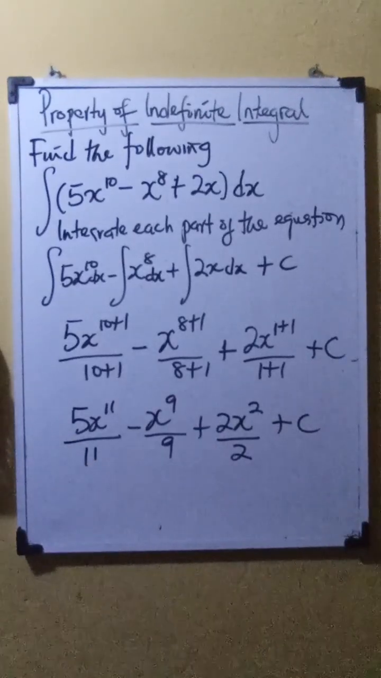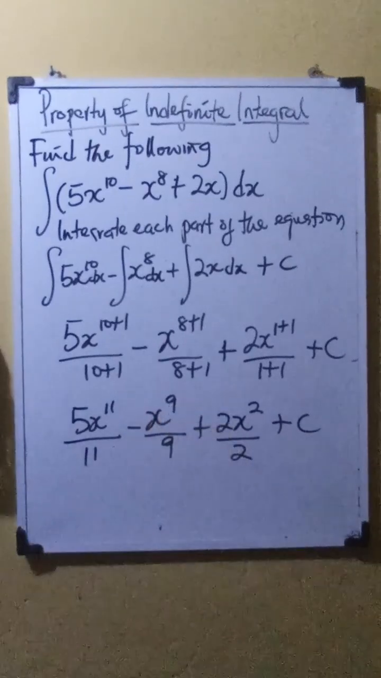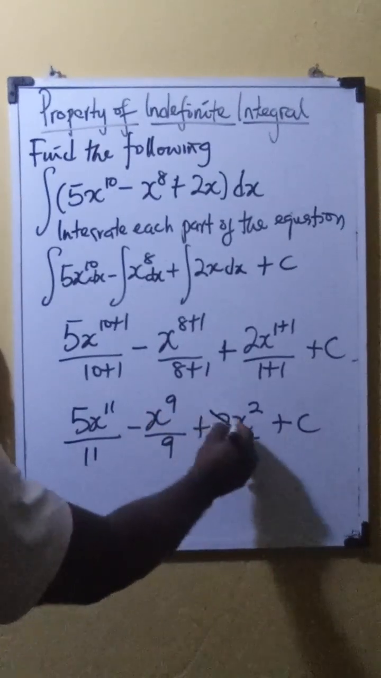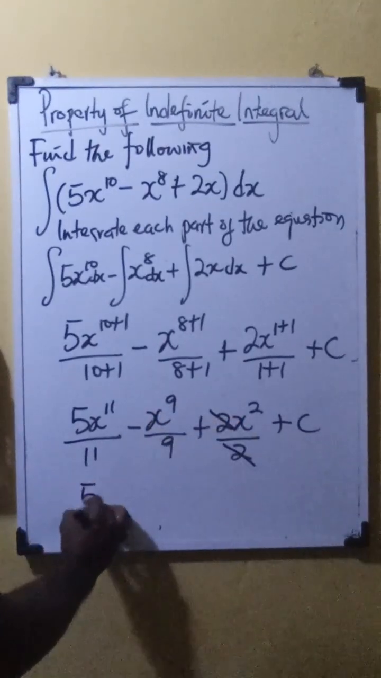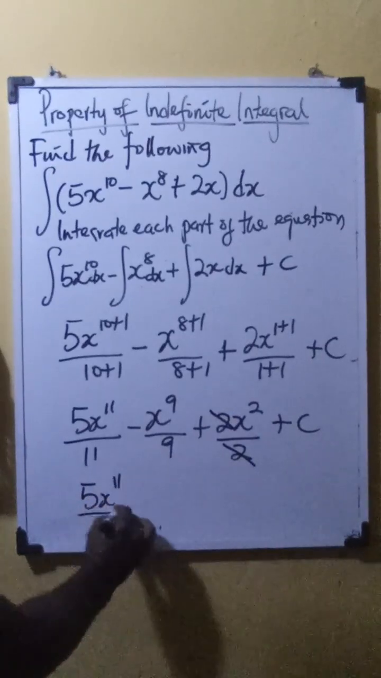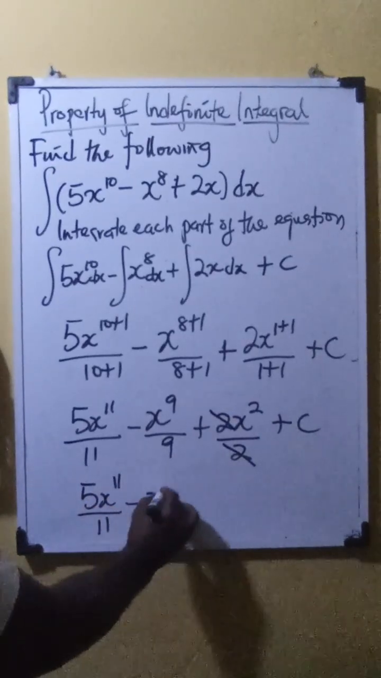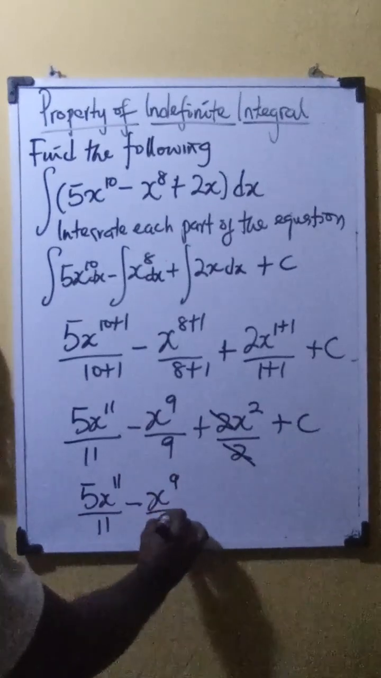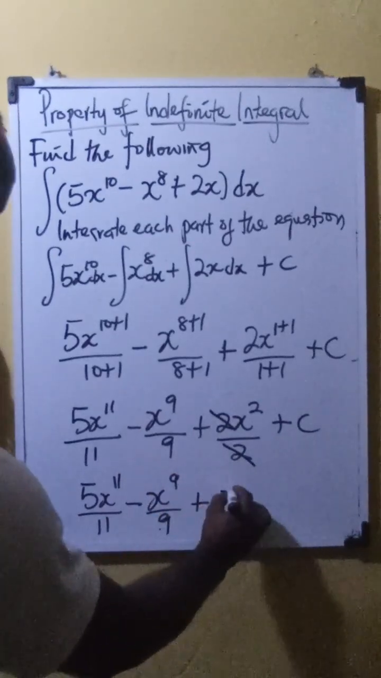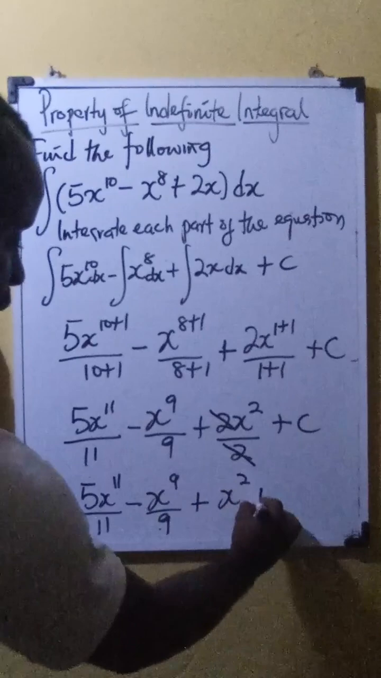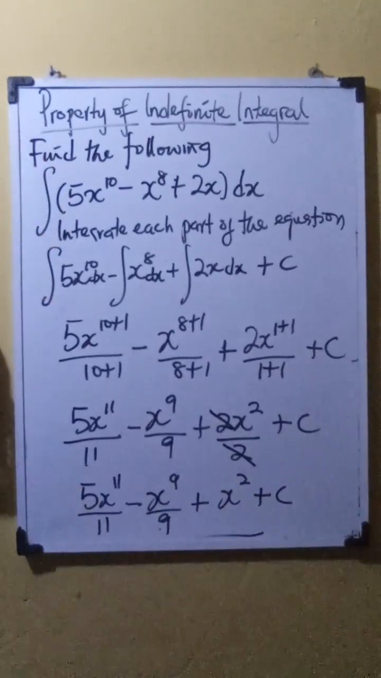Now let's look at it. We can break it down further. So our final answer is going to be 5x raised to the power of 11 divided by 11 minus x raised to the power of 9 divided by 9 plus x squared plus c. So that's your final answer for that part. Very straight to the point.